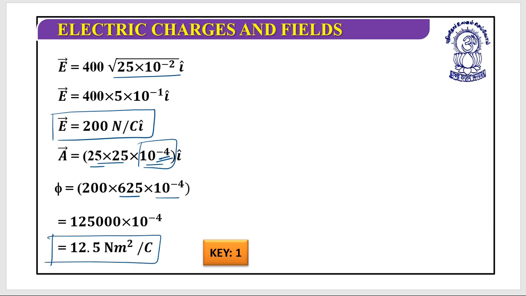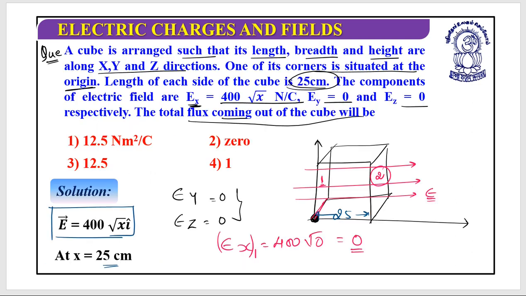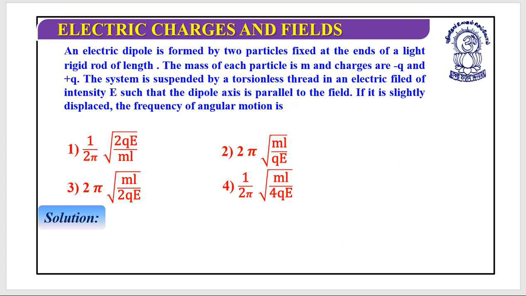I'm sure about the calculation that you will do, but please listen and understand this concept very well: at one of the faces it has a zero electric field, and at another face it has an electric field of 400 multiplied by root 25 centimeter. So will you be able to solve this kind of question? Are you sure? Let's move to the next question.